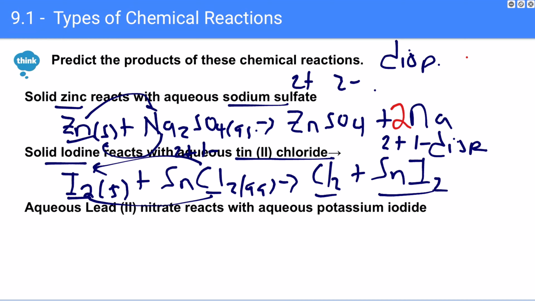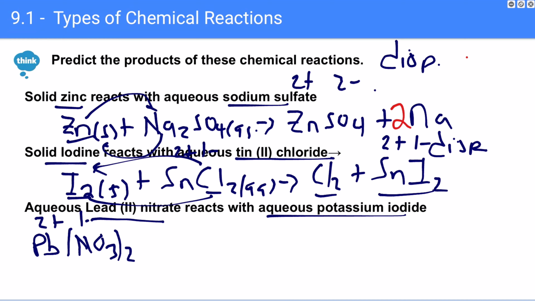Let's do one more. We have lead 2 nitrate reacts with potassium iodide. So again, write out your formulas. Lead 2 nitrate. Remember, always check your charges when you do this. Potassium iodide. Check your charges to make sure you're writing all your formulas correctly. My aqueous isn't that great written, but you get the idea here. So we have 2 compounds that are here. 2 compounds, you're just going to switch out whatever's negatively charged.